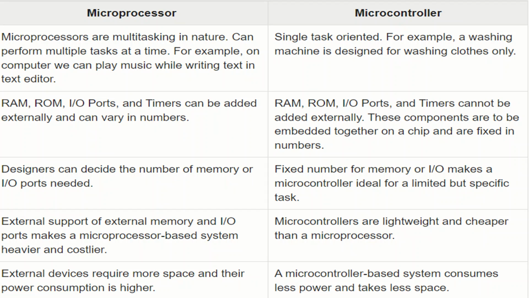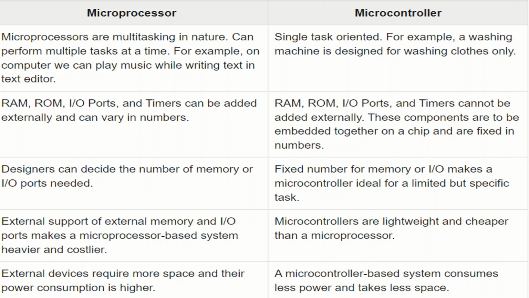A microprocessor is multitasking in nature. Now you can perform multiple tasks at the same time. For example, as written here, you can listen to songs and write or edit text at the same time. While if you are on a microcontroller, you can perform only one process. That is, either you can write or you can listen to a song. Both the processes cannot be performed together.